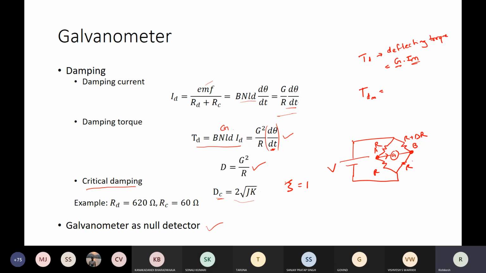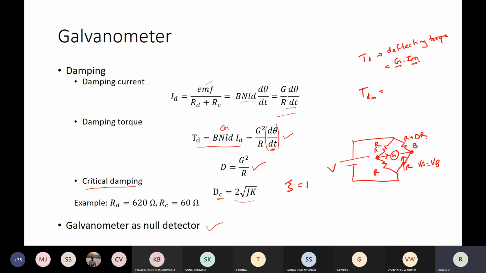So what is usually done is that you use this as a variable resistance, and go on varying this resistance till the point that you observe a zero deflection on the galvanometer. So in that case, you will know that VA is equal to VB, isn't it? So in this case of Wheatstone's bridge, galvanometer can be used as a null detector. That means no current will flow.